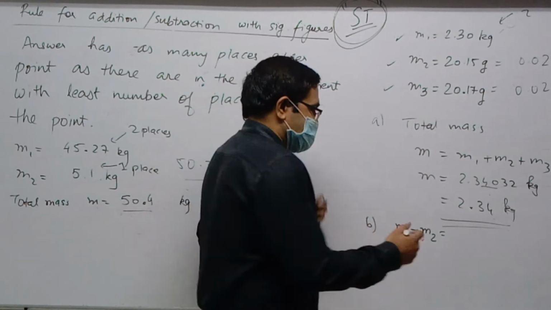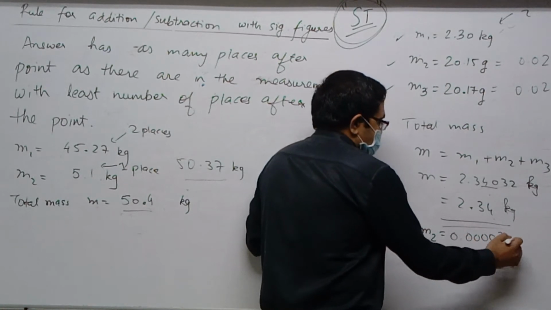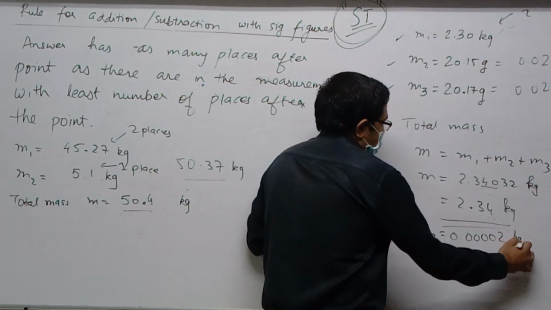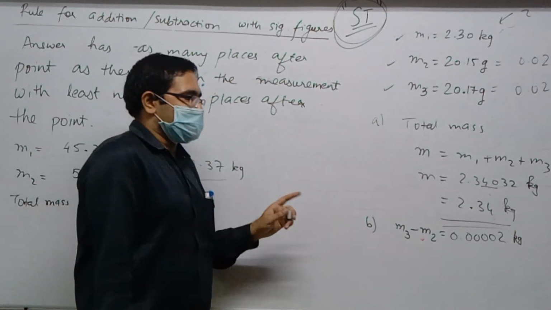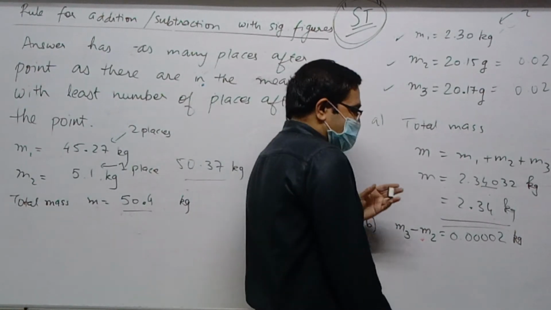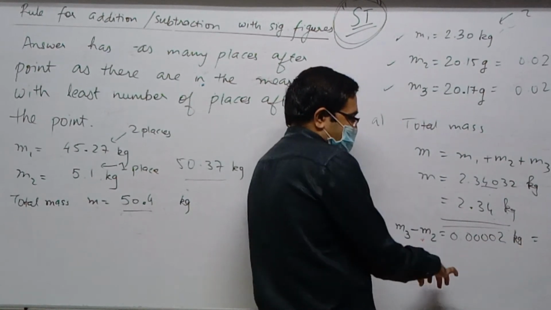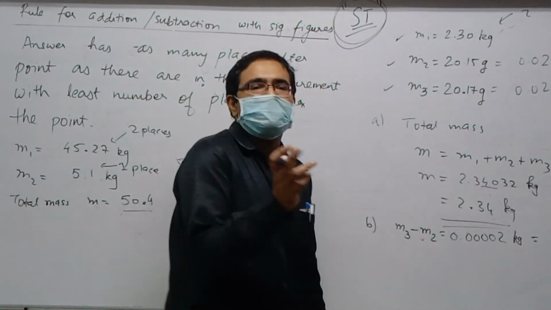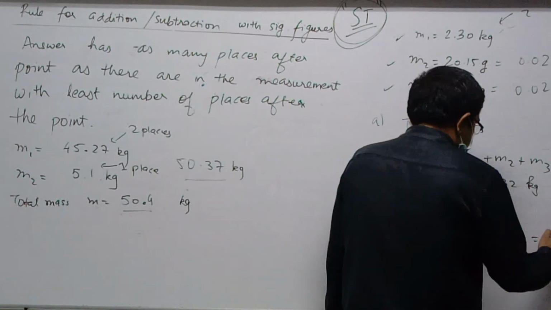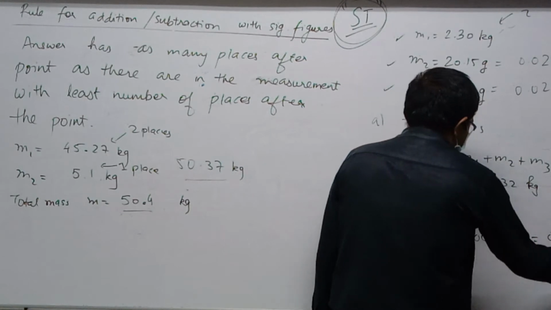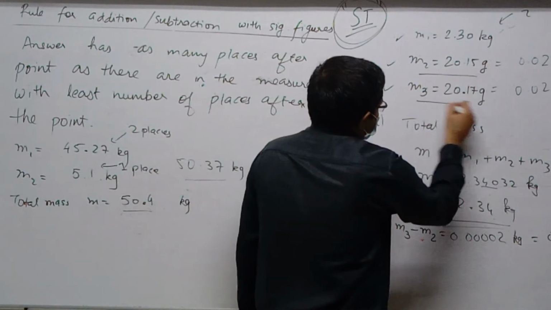0.0002 kg. Clear? Yes. Sure? Yes. Okay, so that's your answer. If you want to write this in gram, suppose, then you can convert it now. So you have to multiply by 1000 because 1 kg is 1000 gram. Okay, so how much would that be? 0.02 gram. Clear?